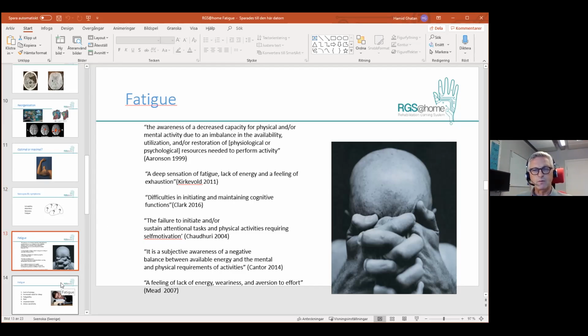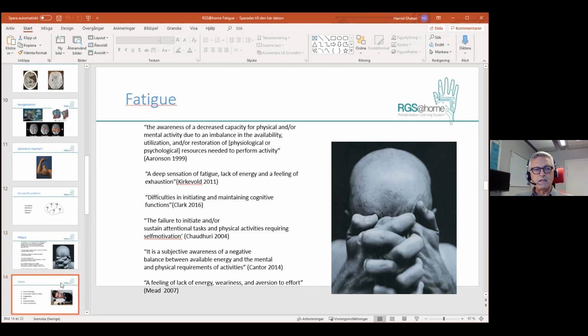I mean, back in the 90s when I was working with stroke patients, 50% of the patients I was treating were treated with antidepressants. So already then, back in the 90s, the question was, is the depression that we see among stroke patients post-stroke some sort of fatigue-related mood disorder?